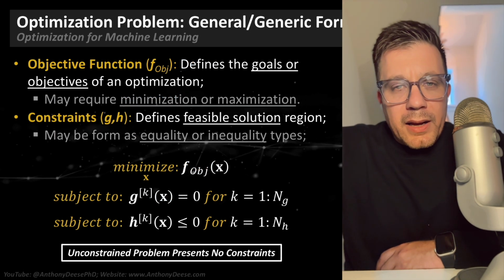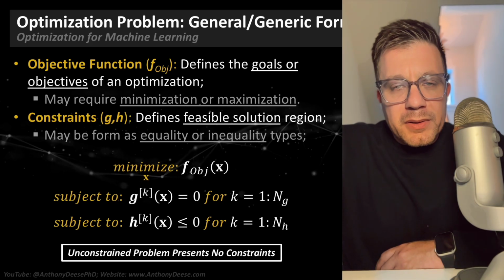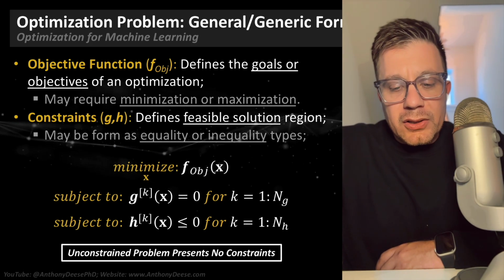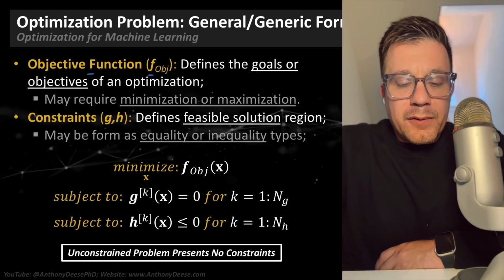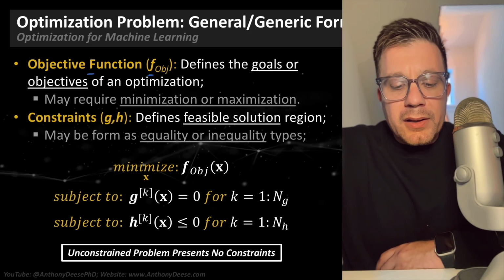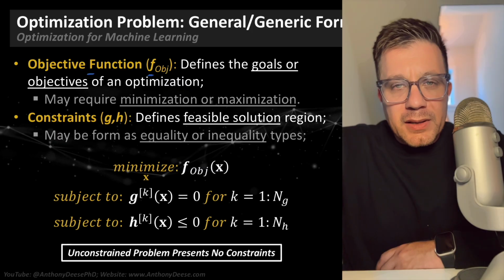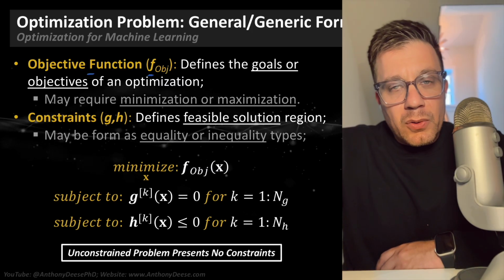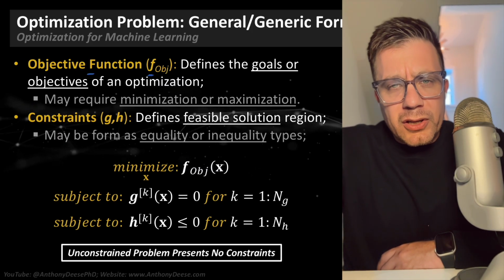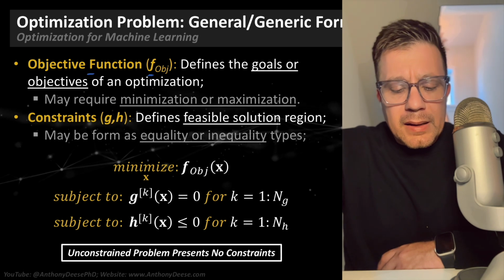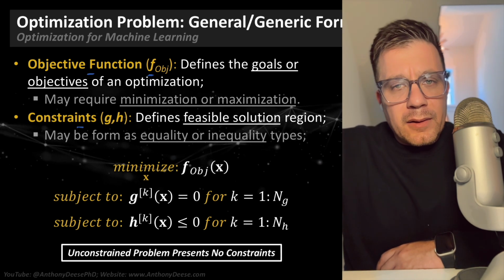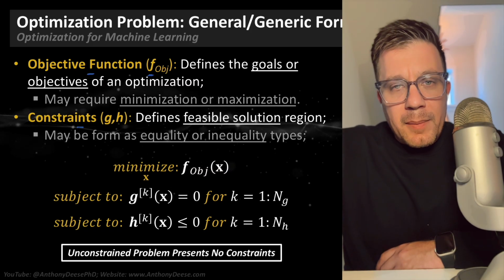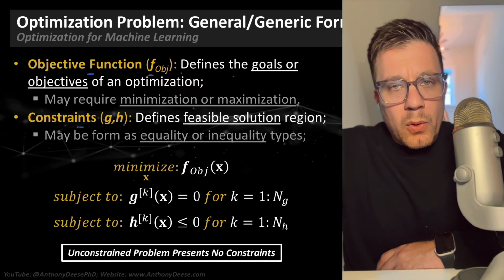Next, let's take a look at a general or generic form of an optimization problem, and we can divide this into two pieces, the first of which is the objective function we represent as f subscript obj. This defines the goals or objectives of an optimization, and we may apply minimization or maximization to the objective function depending on the structure of the problem. The second piece consists of the constraints g and h. Together, they define the feasible solution region, and they may take on one of two types, equality or inequality types.